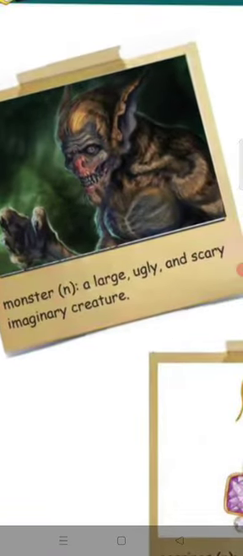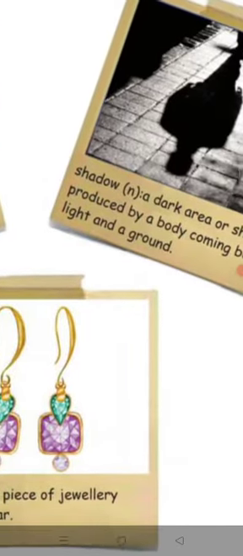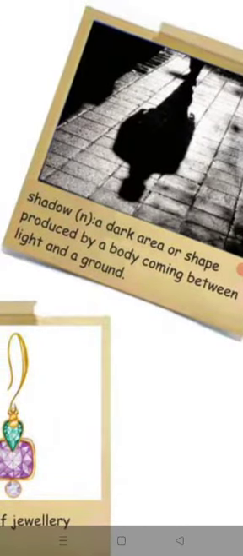First one, Monster. A large, ugly, and scary imaginary creature. Shadow. A dark area or shape produced by a body coming between light and a ground.